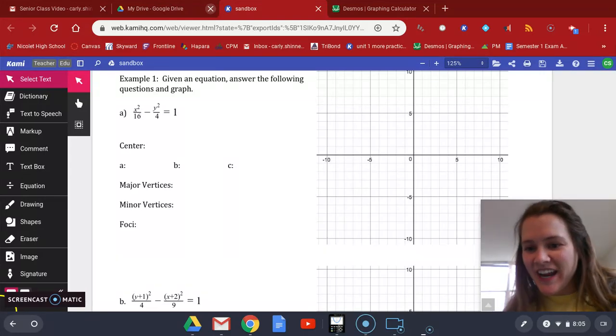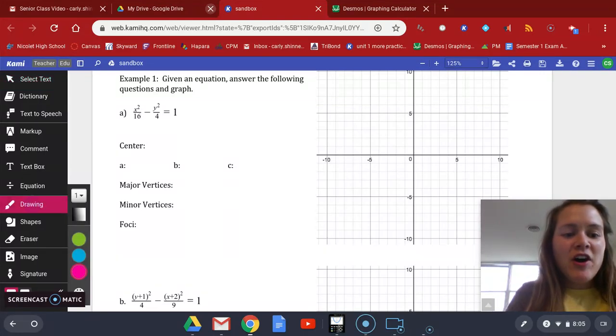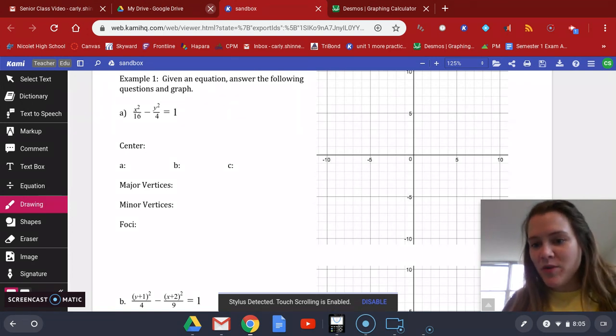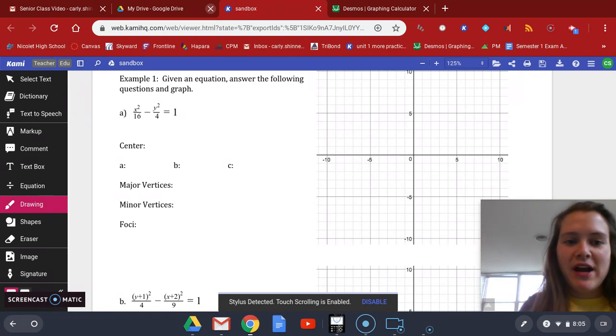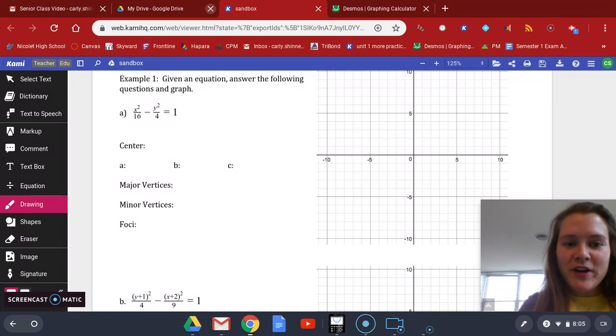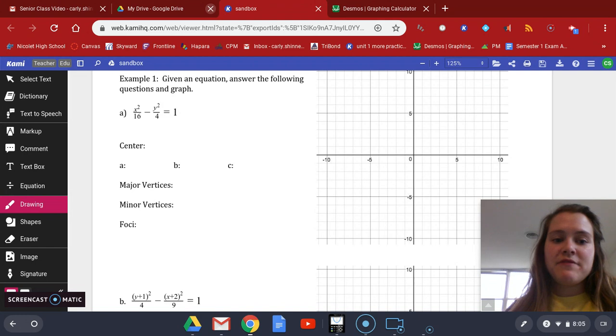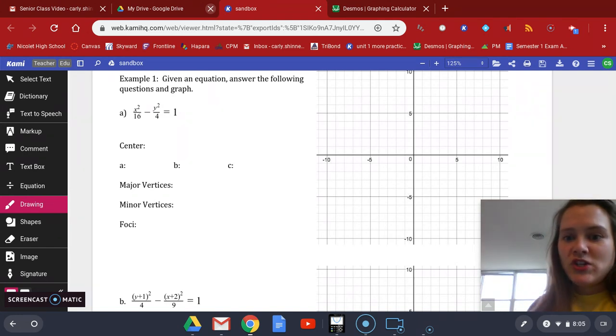Pre-calc friends. All right, now that we've got our equations down, let's take a look at what those equations do in action. So let's practice a couple here. So for example 1, I am giving you an equation, and then we're going to have to fill in the rest of the information here.